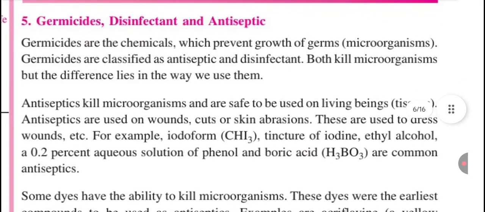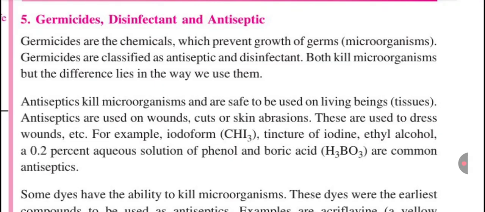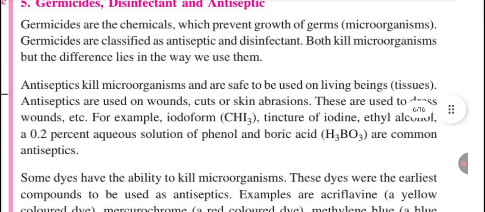Fifth is germicides, disinfectants, and antiseptics. Germicides are the chemicals which prevent growth of germs. Germicides are classified as antiseptics and disinfectants. Both kill microorganisms, but the difference lies in the way we use them. Antiseptics kill microorganisms and are safe to be used on living organisms. Antiseptics are used on wounds, cuts, and skin abrasions. These are used to dress wounds, etc.